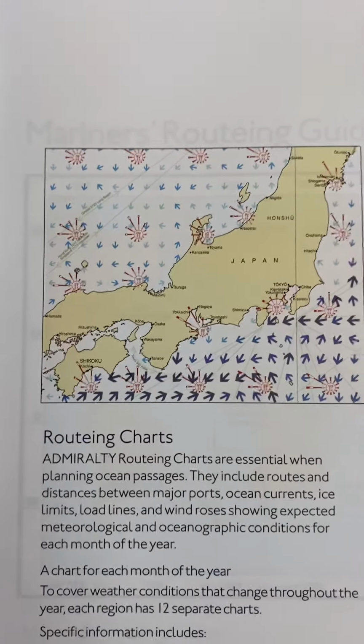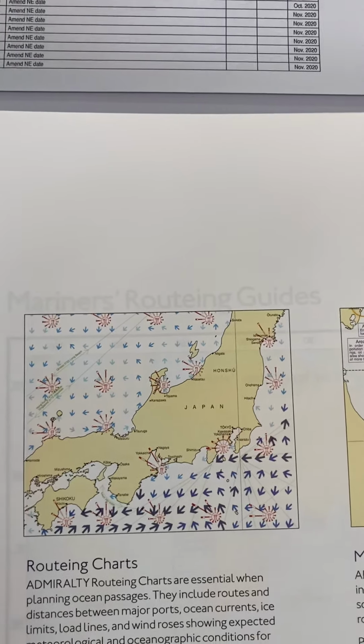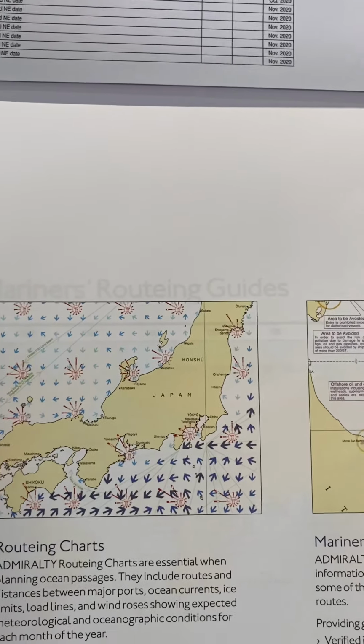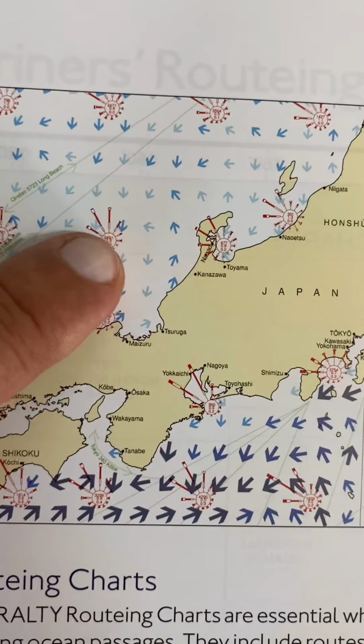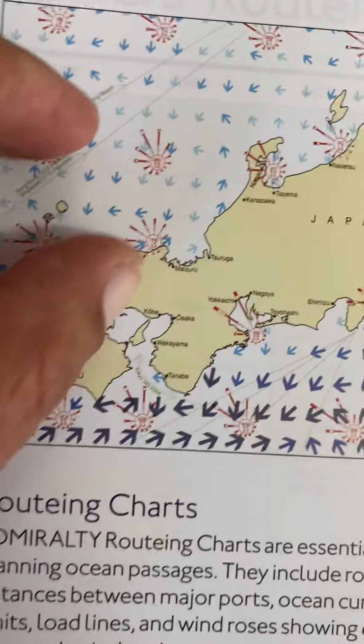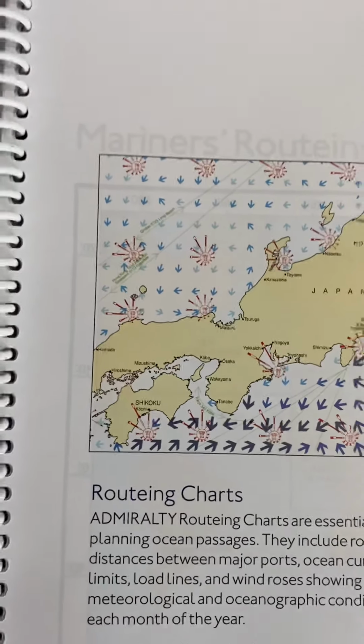Then we have the routing chart. This is one of the most special charts and very essential when planning an ocean passage. They include the routes, distances between major ports, ocean currents, ice limits, load lines, and wind roses. You can see the direction of the wind, and the longer the length, the stronger the force of the wind. So this is the direction, and the length shows the wind force. You can also see the current, which has its direction. So it's very necessary to have the routing charts.